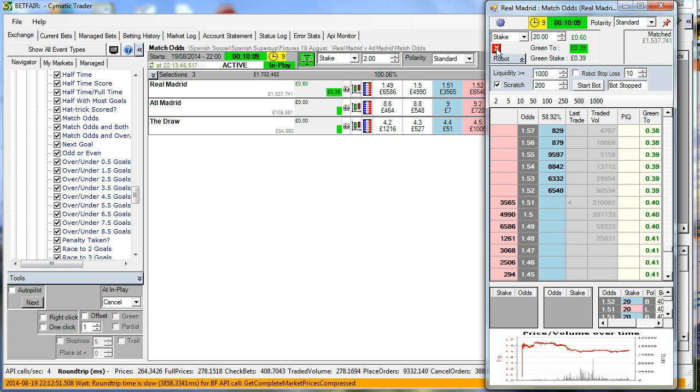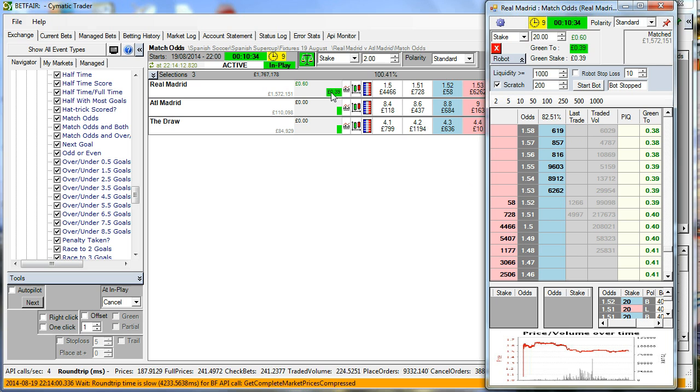Okay. So what I would need to do to demonstrate the scratch is obviously to increase that. So instead of scratching only once there's £200 left, it would scratch once there was, say, £2,000 or £3,000 left, and enter the bets once there's 5,000 of liquidity. So you get the idea.